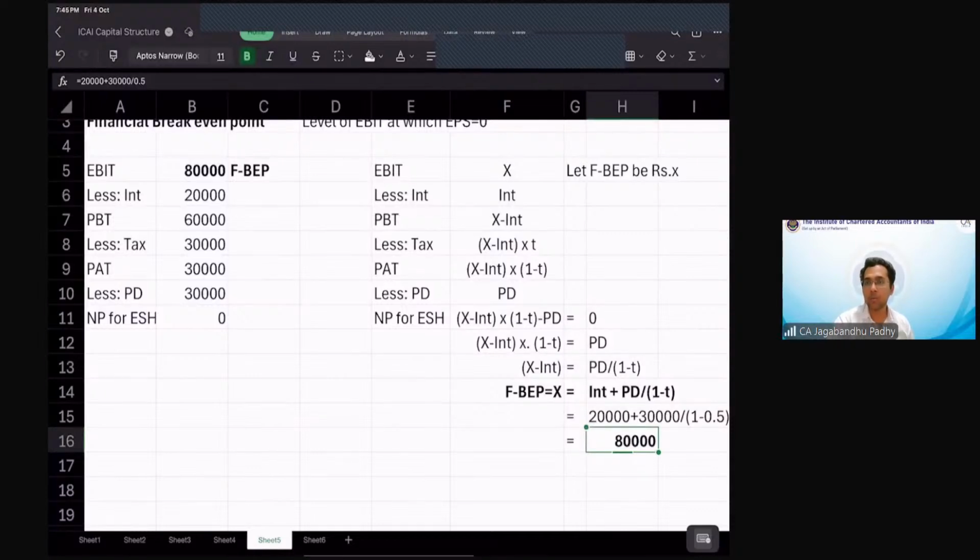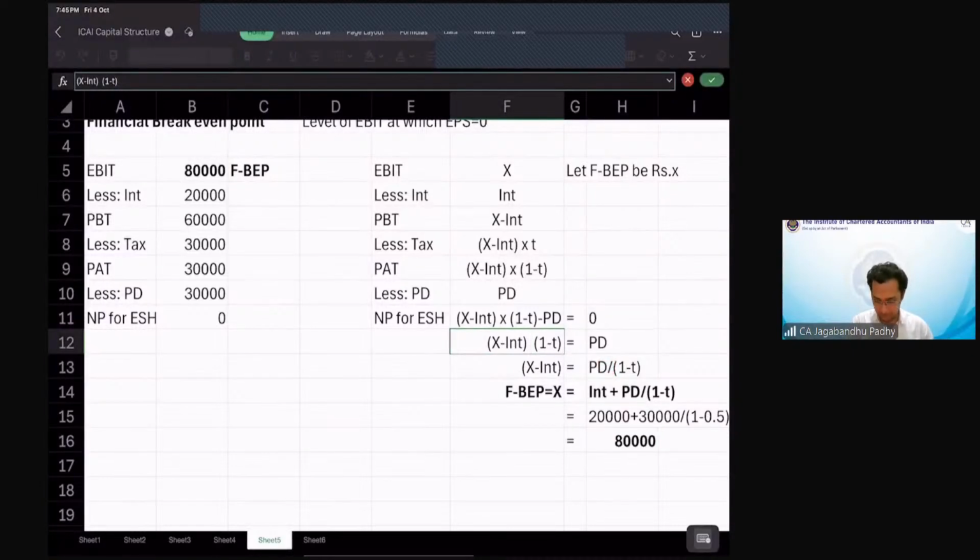Yeah, Anirudh. Could you please repeat how the preference dividend divided by 1 minus T was derived? This is X minus interest, into 1 minus T, equal to preference dividend. So this 1 minus T will go to the denominator. Okay, got it.